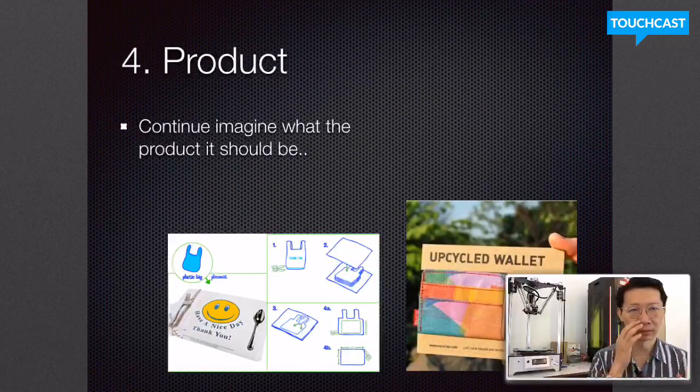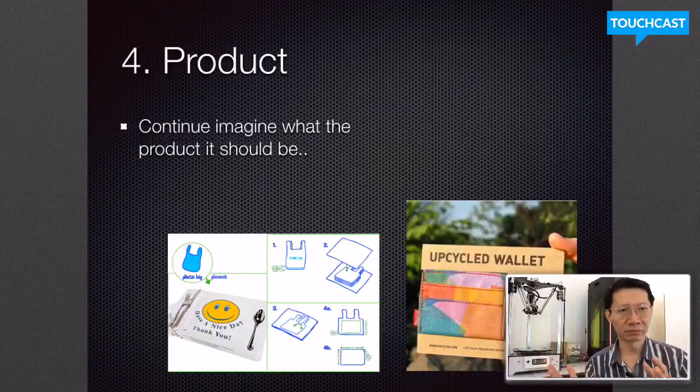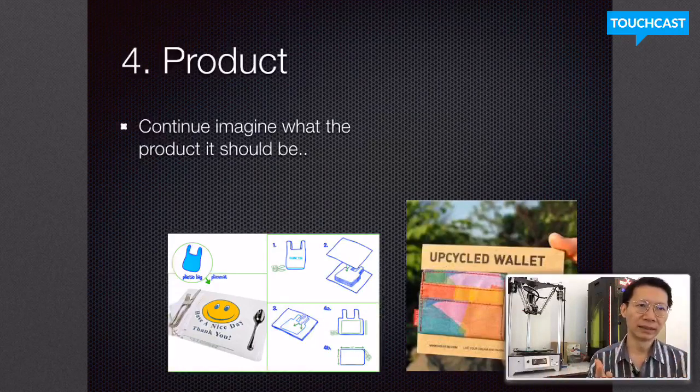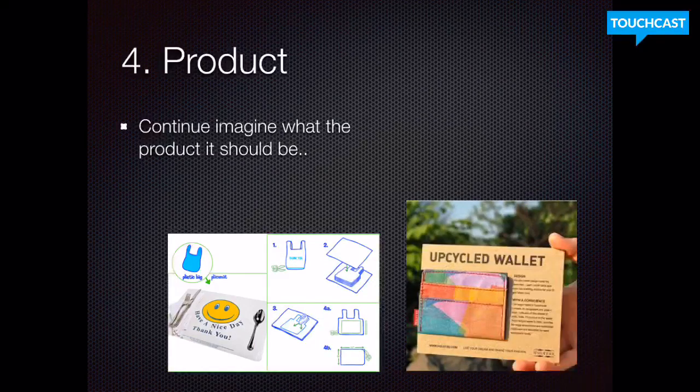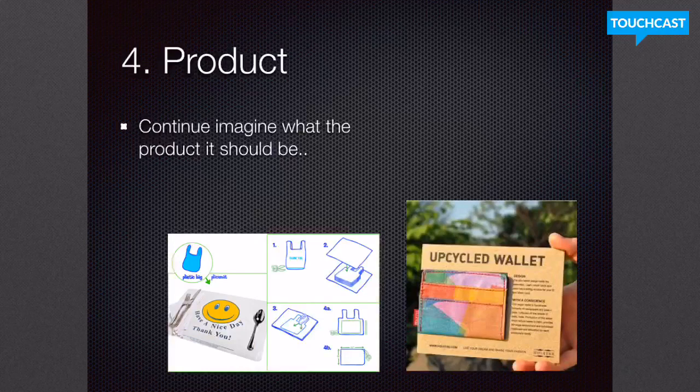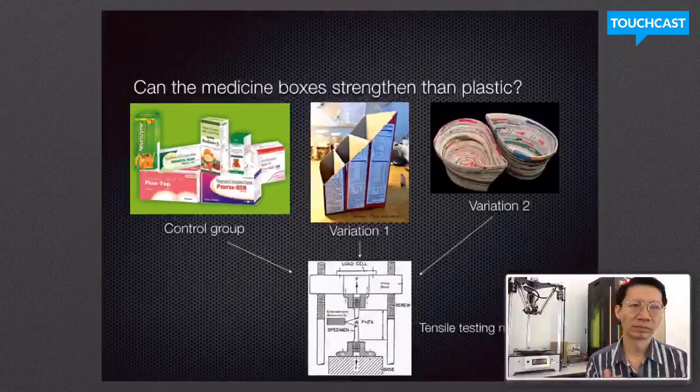Next is the product, and you continue to imagine what the product should be. You can say it's like the application that you can think of. For example, the plastic bag can be used as a display or a wallet. These are examples of products after you produce a new kind of material.